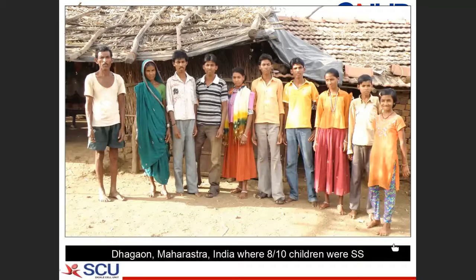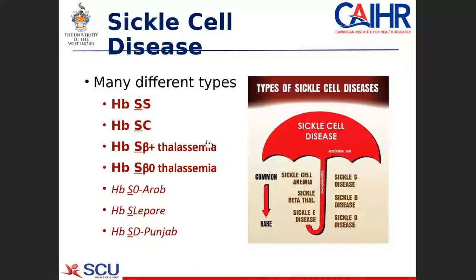Right, so there's SD Punjab, yes? Okay, so we also see SO Arab, S Lepore, SD Punjab. So there are different types. Some are more common than others, and just as some are more common than others, some are more severe than others. So SS is severe disease, S beta naught thalassemia is severe disease, SO Arab is severe disease, SD Punjab is severe disease. SC, sickle beta plus thalassemia, S Lepore, these are all milder forms of disease, but they are all still sickle cell disease.